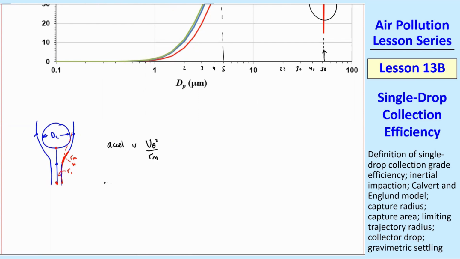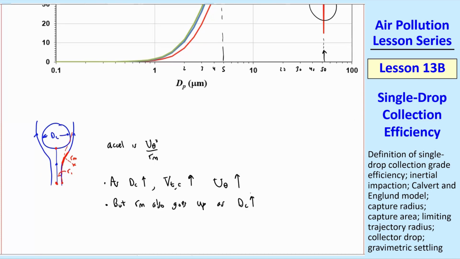So let's think about this. As DC increases, VTC increases. U theta is directly proportional to VTC because the faster the collector falls, the faster we fall with it, and that's directly proportional to U theta. So U theta goes up, but RM also goes up as DC goes up. Imagine I just take this figure I have here and zoom so that it looks bigger and make the particle bigger. I still have the same streamlines relative to the drop, so RM gets proportionally bigger.